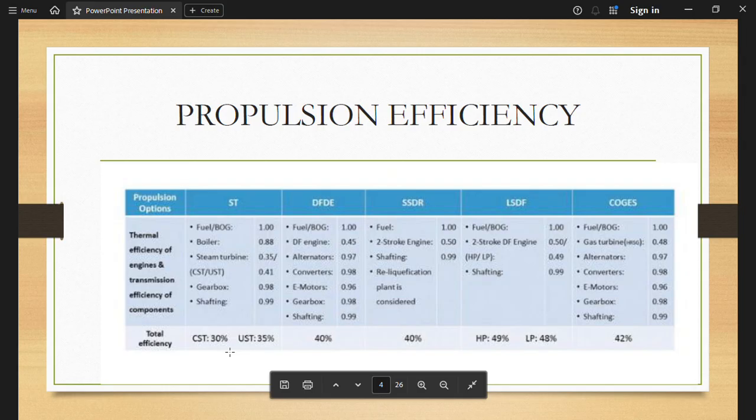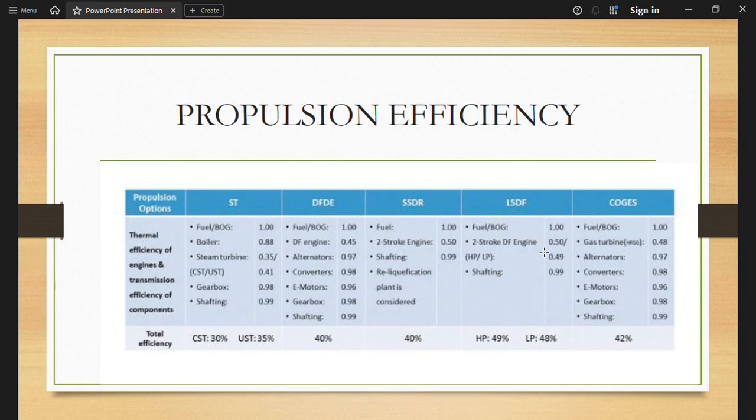Here you can see the total of all these factors. It is almost 40%, COGES 42%, LSDF is 48%, and then we have HP at 49%. So all this total efficiency you can see in different grades of the engine, and that is the reason the answer lies here, why the market is continuously evolving for different patterns.